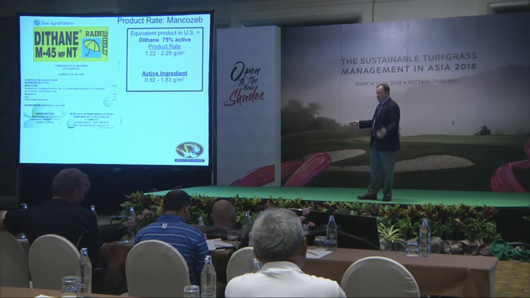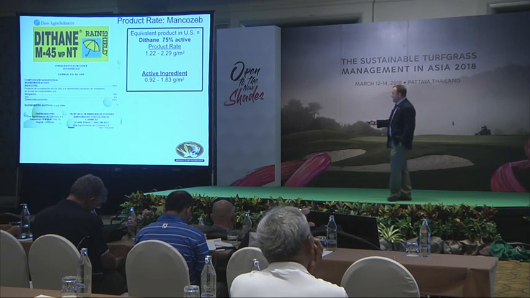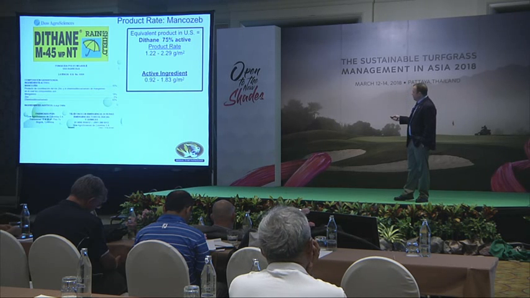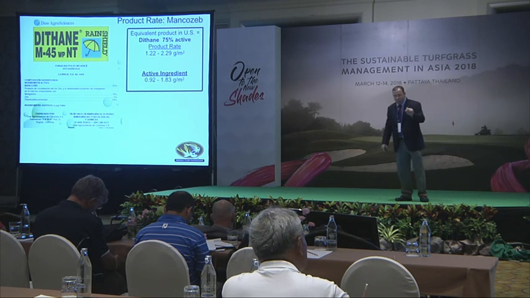So this is Mancozeb. This is actually from a Colombian, the nation of Colombia, label. But this is Dithane. And basically I want to point out that our equivalent product in the US is Dithane as well. It's a 75% active. And this is our product rate. So the amount of active ingredient, and this is what's important.